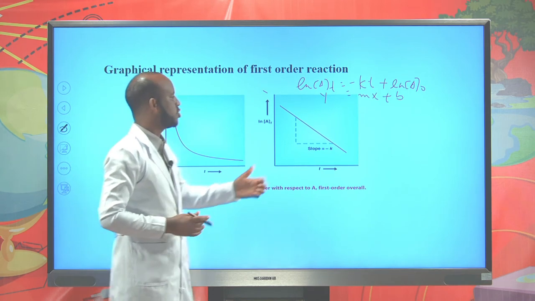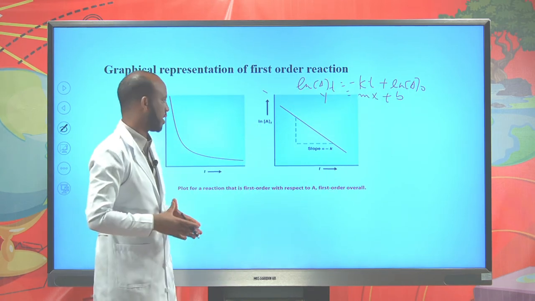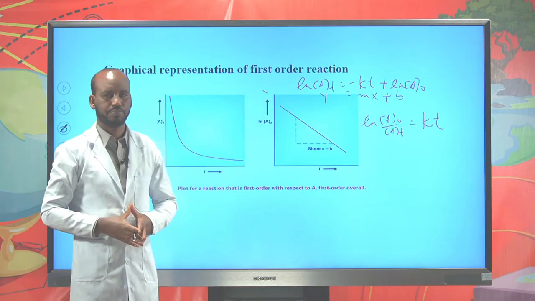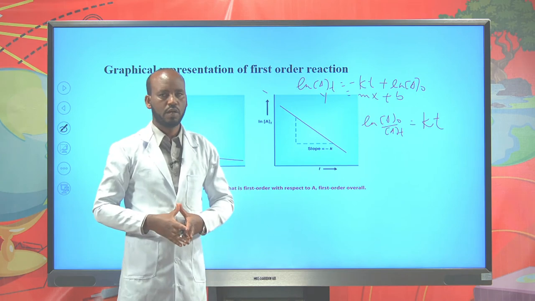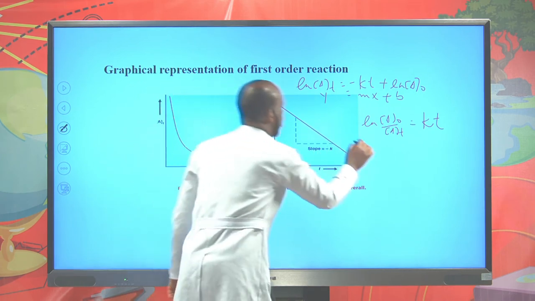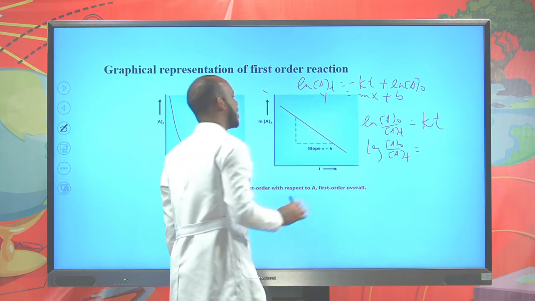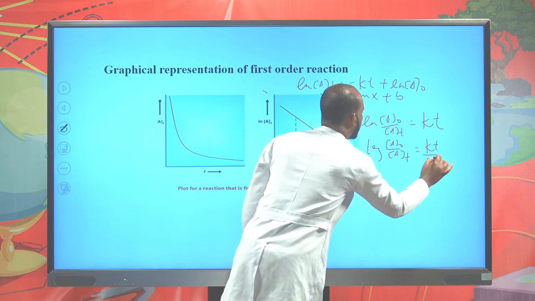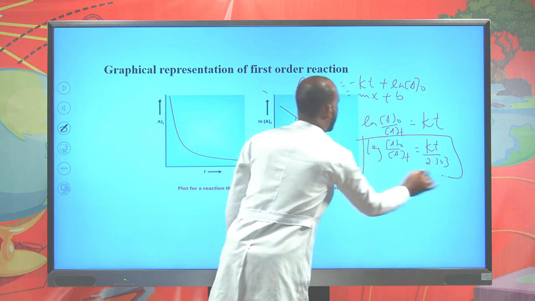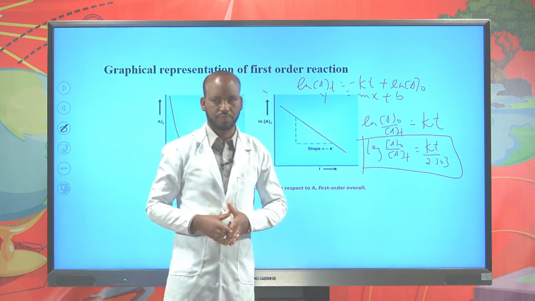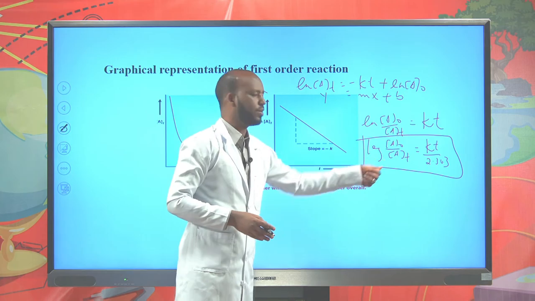This is the integrated rate equation for a first order reaction. You can write this as ln concentration of A naught divided by concentration of M at any time t equal kt. Converting this into log to the base 10, log concentration of A naught divided by concentration of A at any time t equal kt divided by 2.303 is the integrated rate equation for a first order reaction. This is in terms of natural logarithm. This is in terms of log to the base 10.